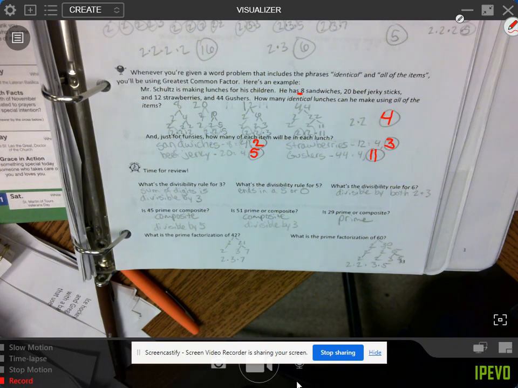Oh my goodness. That's a lot of stuff to have for lunch. Oof. His poor little kids are going to get tummy aches. Oh my. All right. Any questions on that problem?